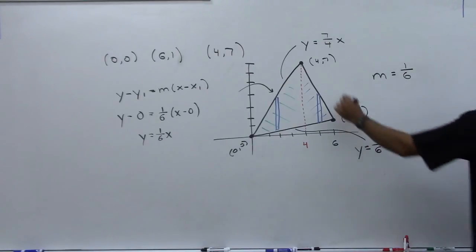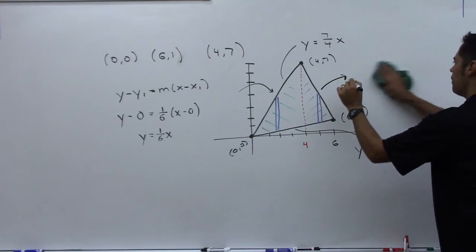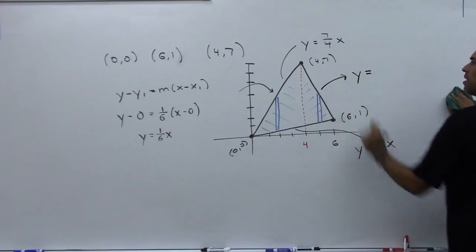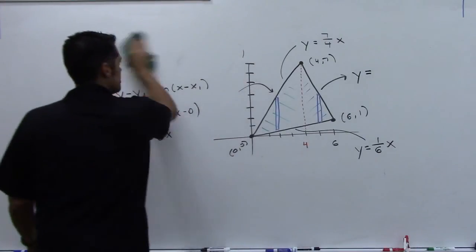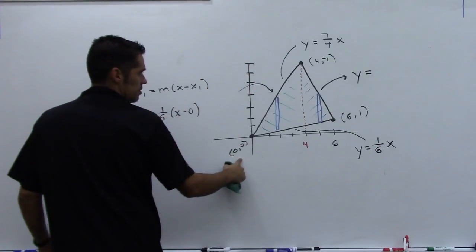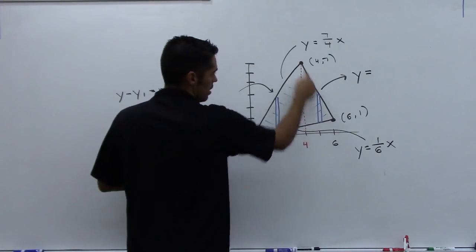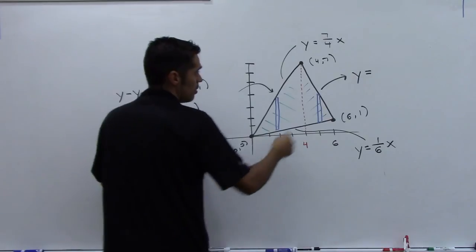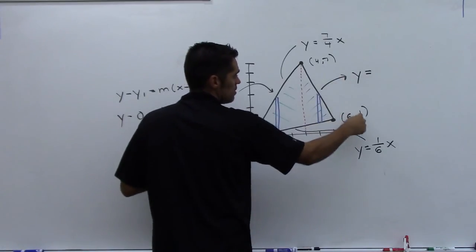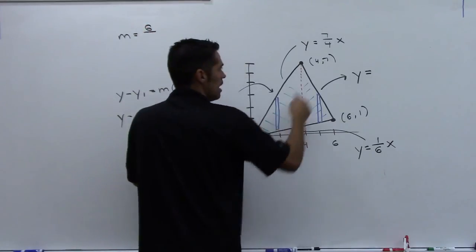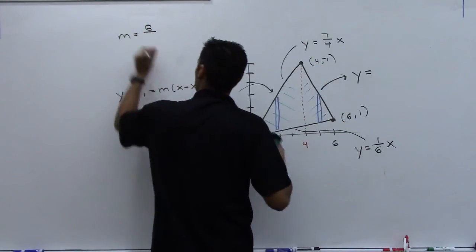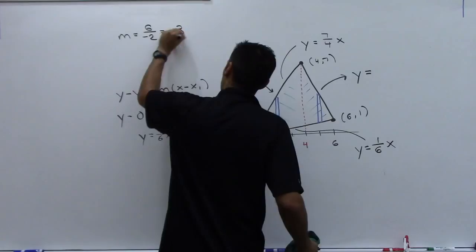And lastly, let's find the equation of this line, which is y equals something. That one's going to be a little bit more challenging just because I can't use 0, 0. It's these 2 points. So let's find the difference in the y coordinates. If I take 7 and subtract 1, I get 6. So the slope is 6 over, then 4 minus 6 is negative 2. So the slope of that is negative 3.